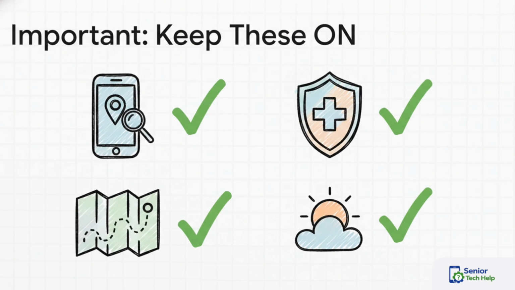And of course, for apps like Maps or your weather app, it's perfectly fine and helpful to let them use your location while using them. That just makes them work correctly.